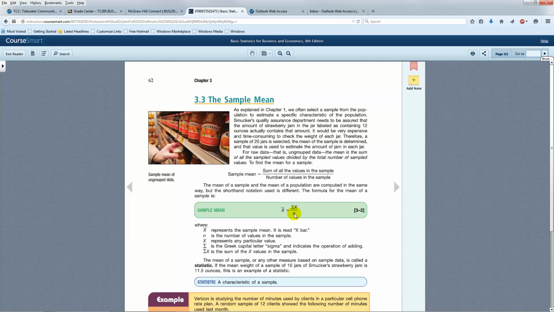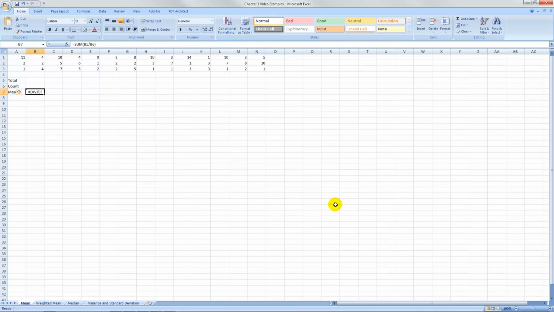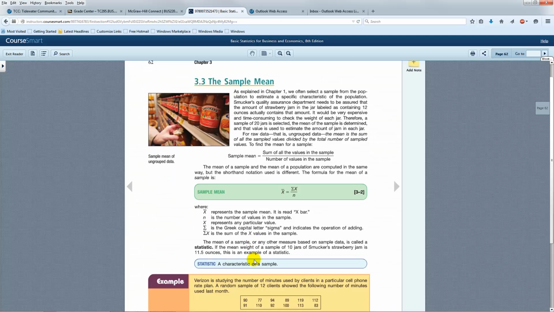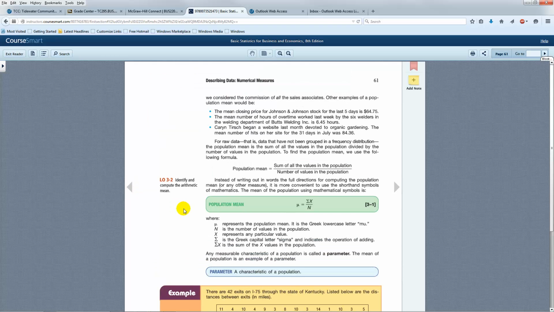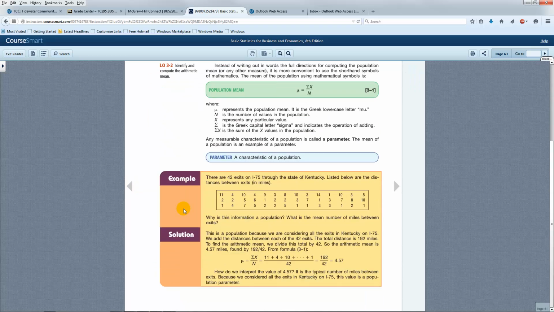Another type of mean that we will work with in statistics and finance and math is weighted mean, but I want to show you this Excel formula first and how that works. Okay, so if you look at your example in your book on page 61, specifically, let me make this a little bigger for the video if I can.